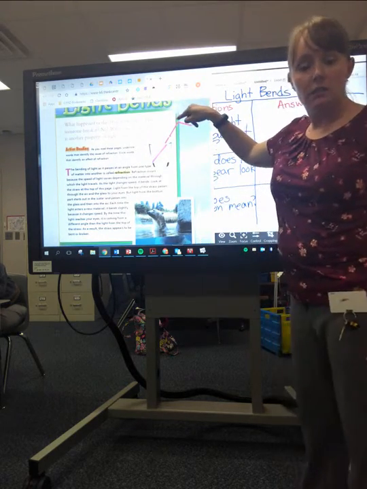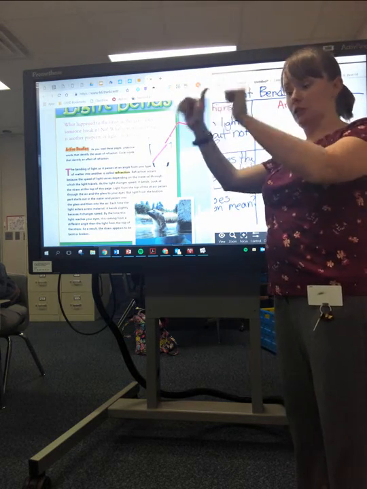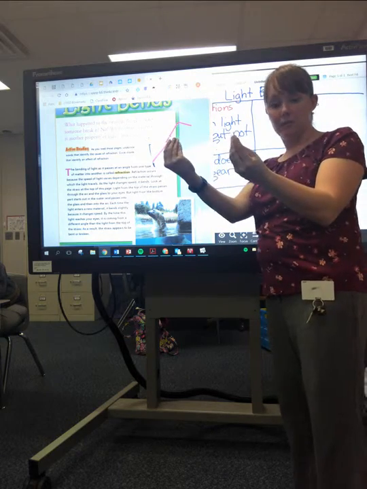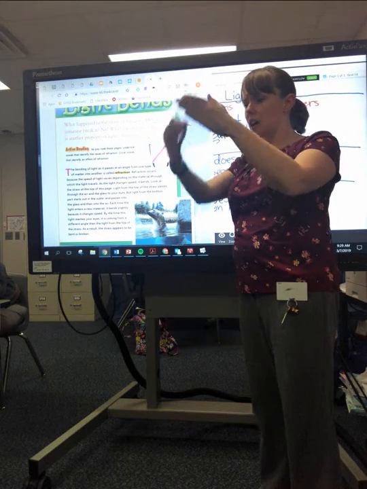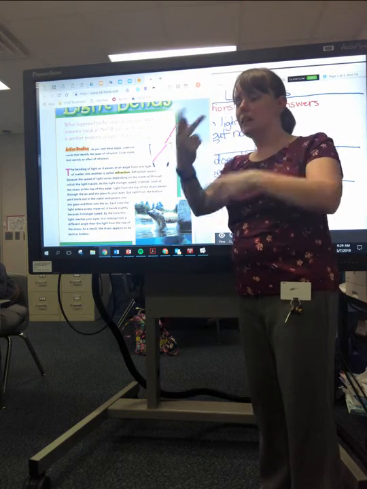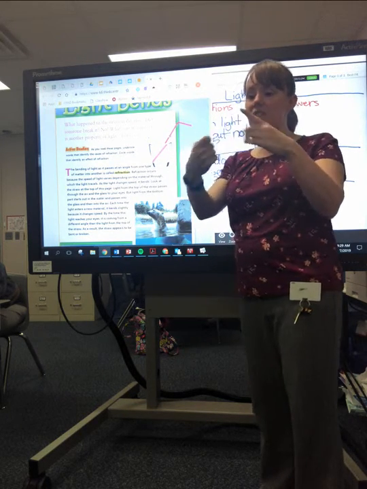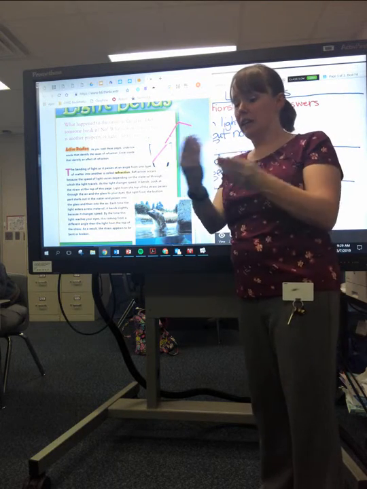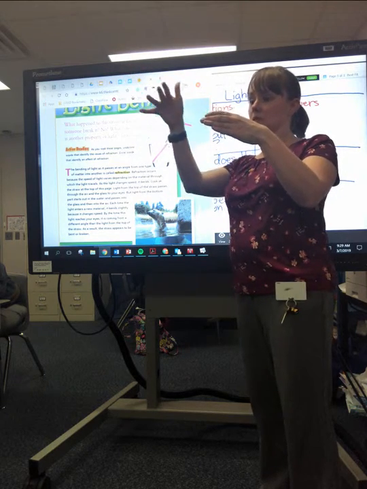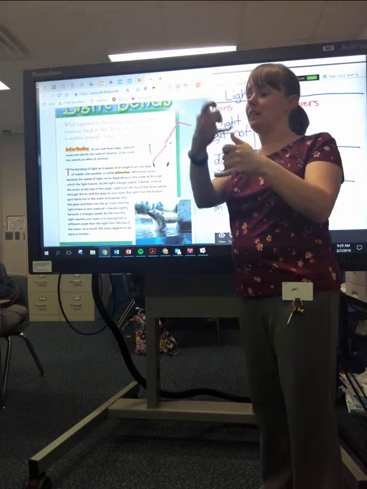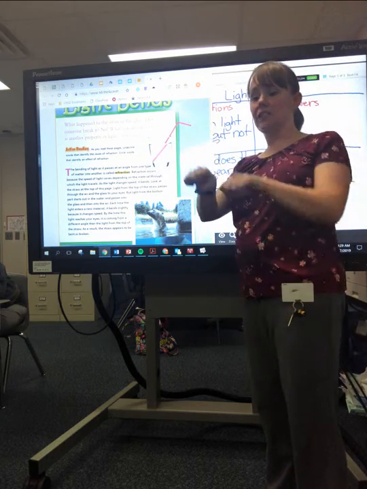So up here we have light that's going through the air. That's one kind of matter. Here's the cup, and it's going through, and it hits the cup. That's glass. That's another kind of matter. And then it goes through the glass and hits the straw, which is another kind of matter. Three kinds of matter. The air, the glass, and then last is the straw. When it does that, it looks like it's broken.